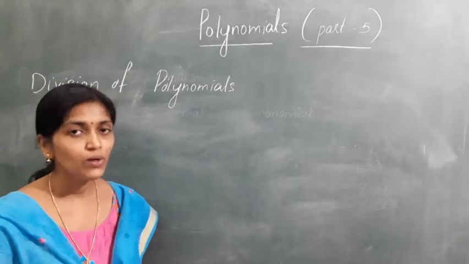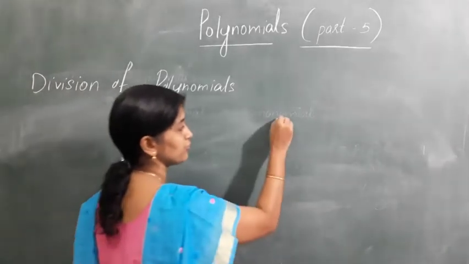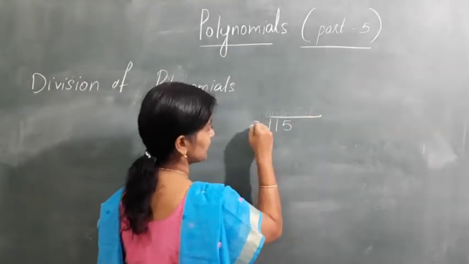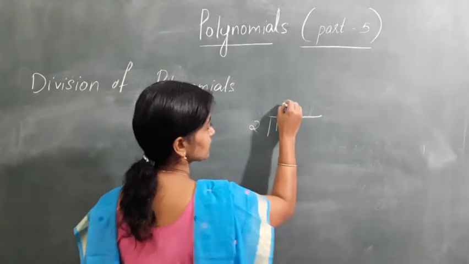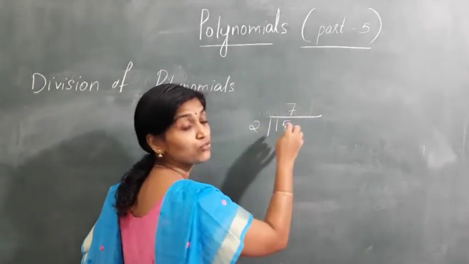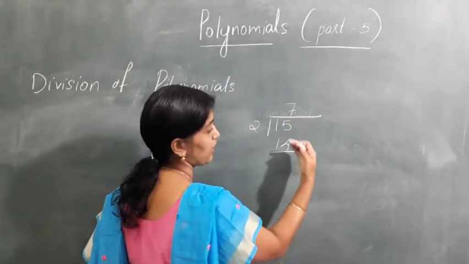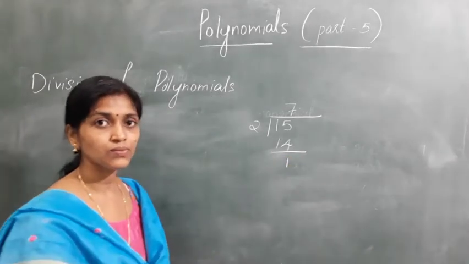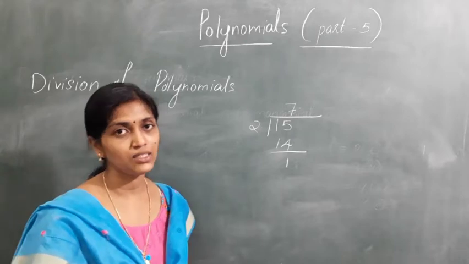So we know how to divide a number by another number. If I take the number 15, we have studied how to divide it by 2, isn't it? We use the multiplication table. We know 7 twos are 14. Subtracting 15 minus 14, you get 1 as the answer. This is how we divided a number by another number.